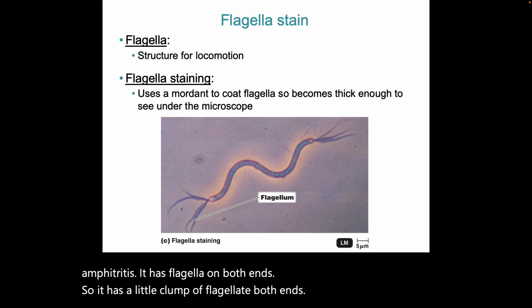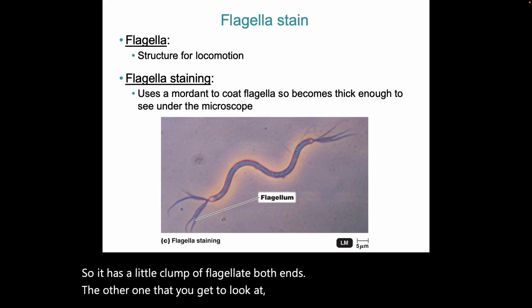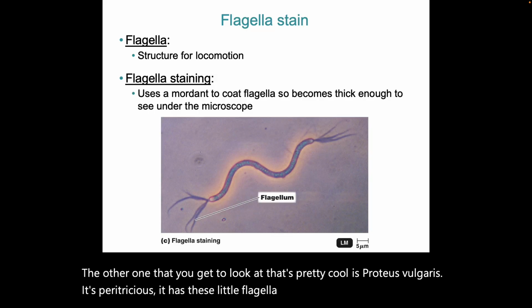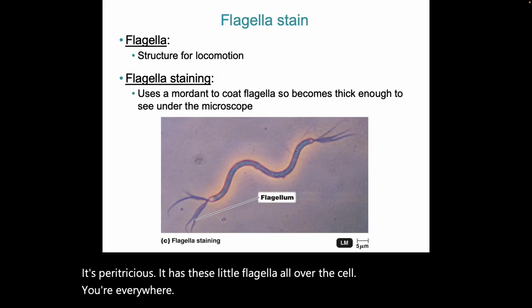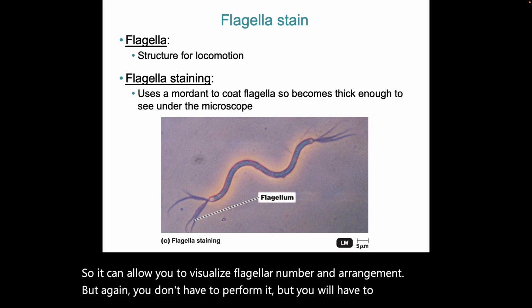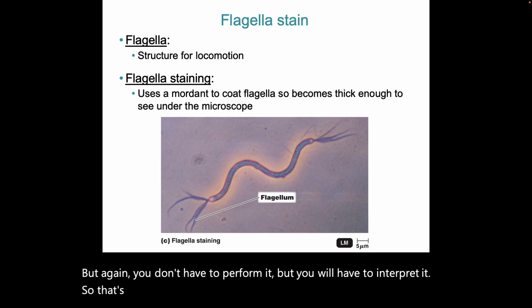The other one that you get to look at that's pretty cool is Proteus vulgaris. It's peritrichous. It has these little flagella all over the cell. They're everywhere. So it can allow you to visualize flagellar number and arrangement. But again, you don't have to perform it, but you will have to interpret it. So that's microscopy. Questions, comments, concerns?